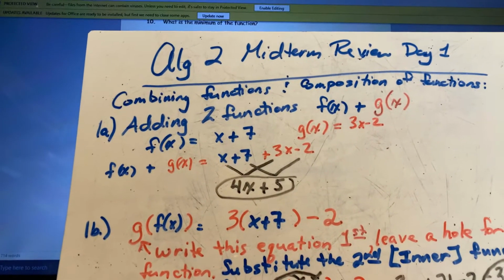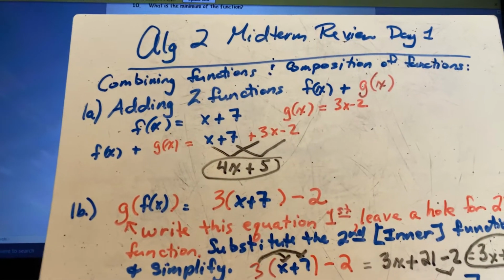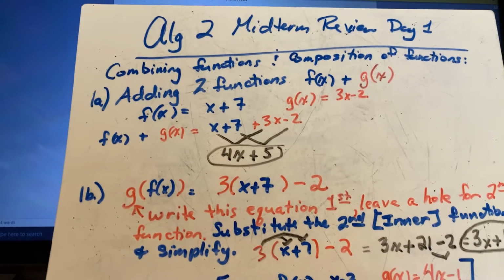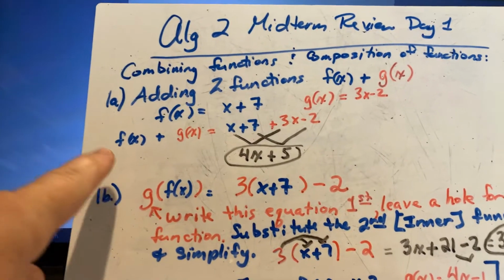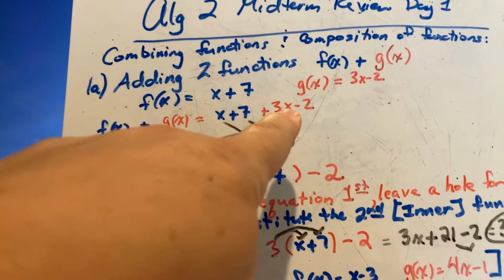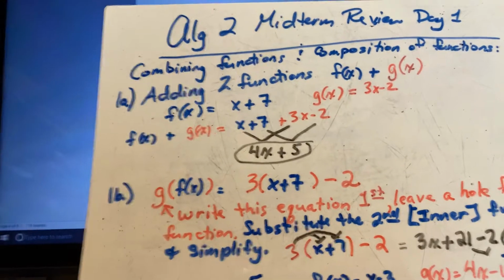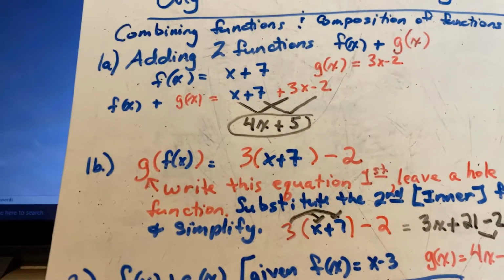Combining functions and composition of functions. We did this, but it's been a while, so a little review here. When you add two functions, f of x plus g of x, given f of x equals x plus 7, g of x equals 3x plus 2. So when you combine the two, you're just going to copy the two original functions, and you're just going to combine them, combining like terms. X plus 3x is 4x, 7 plus 2 is 9.